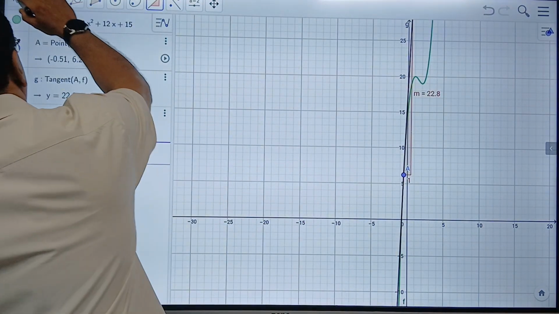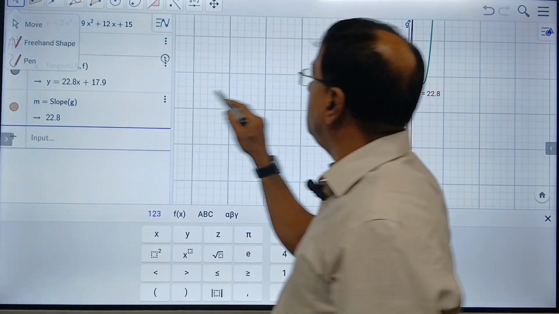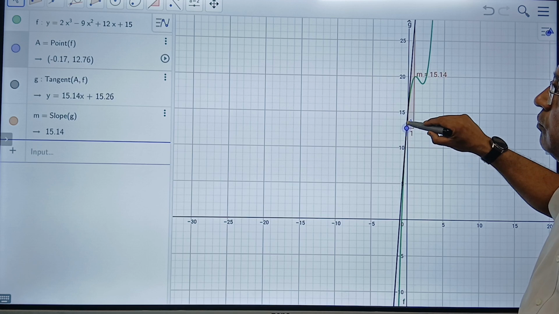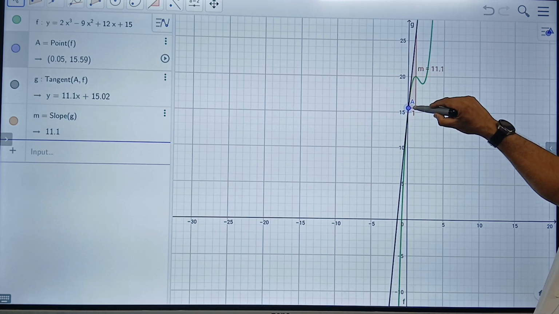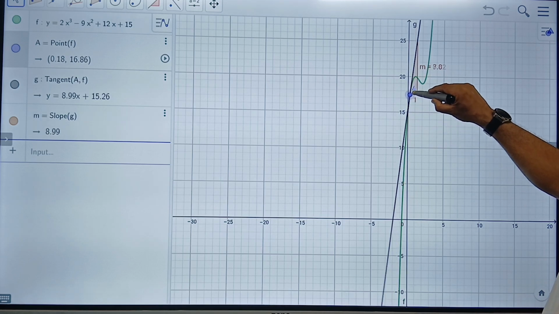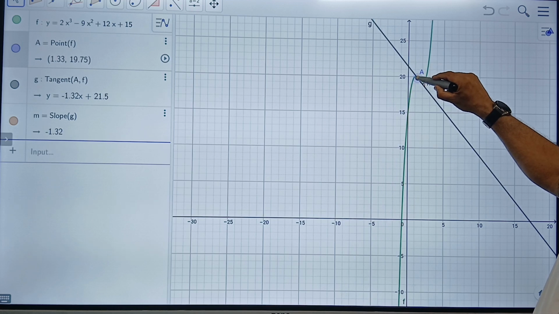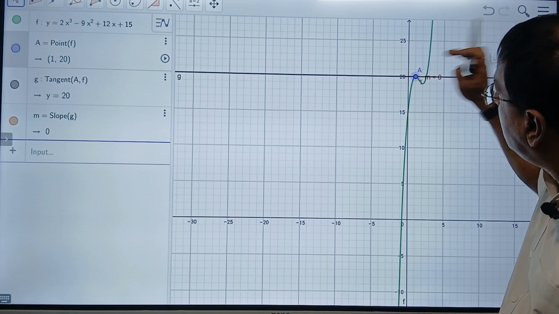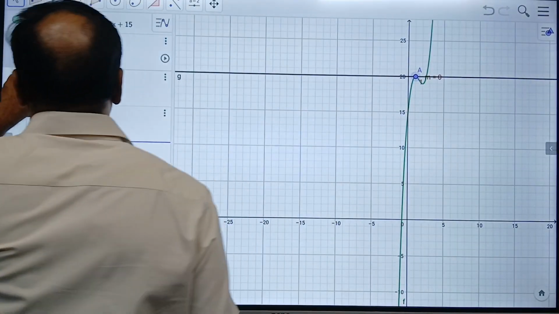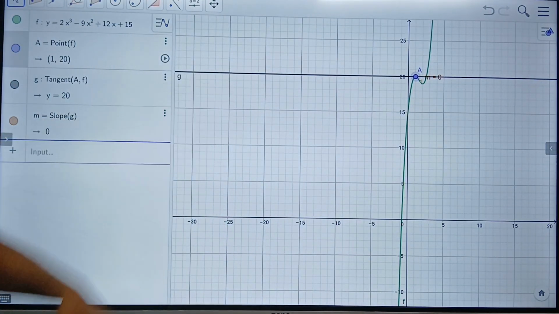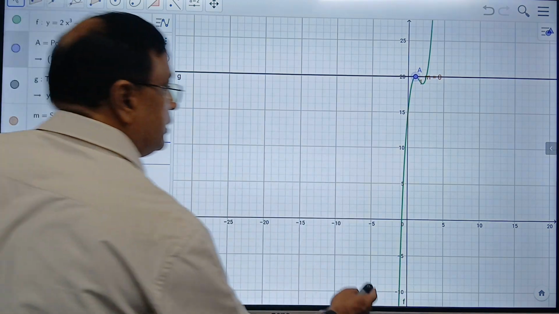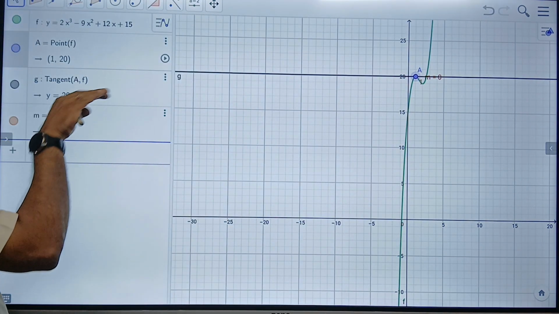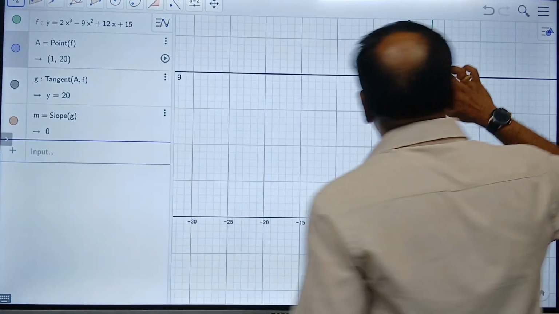Now look at, I'm moving this point. You see, slope is always positive. Also keep an eye on the point A. When it reaches this particular point, at 1 comma 20, dy by dx is 0. So minus infinity to 1, it is increasing. Now you see, slope is also 0. That's a turning point.